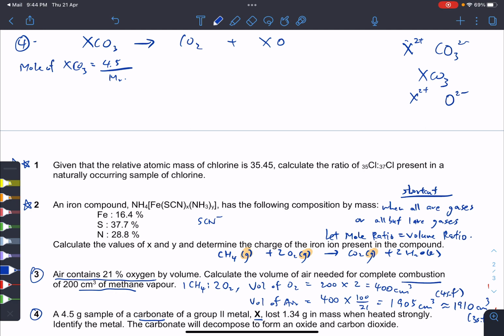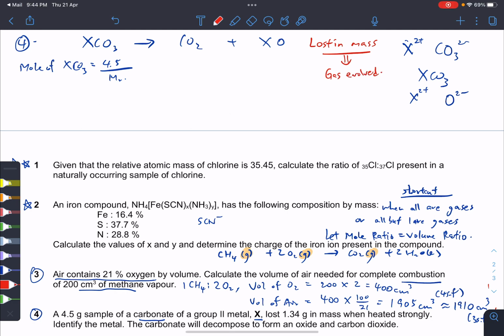How come got loss in mass? Does it mean not all the CO3 reacted? What's happening? So very simple. When the question says that there is a loss in mass, it is typically referring to gas evolved.